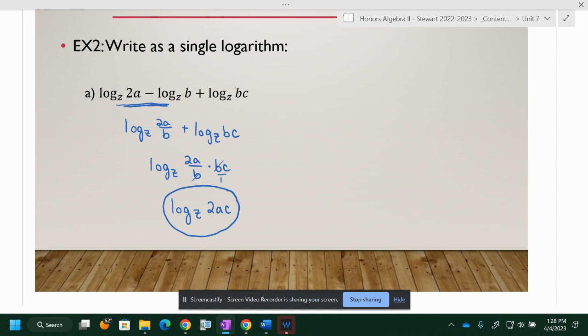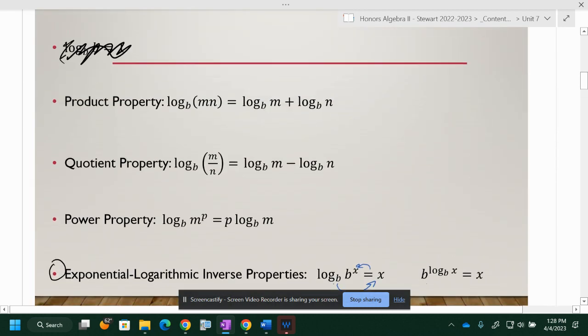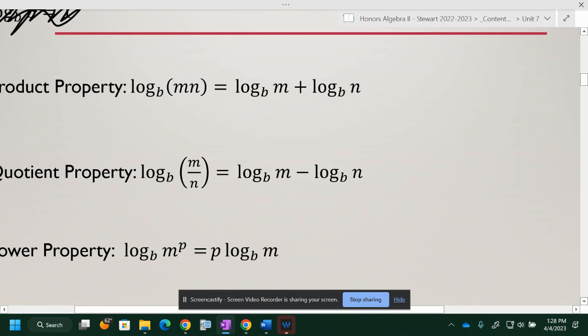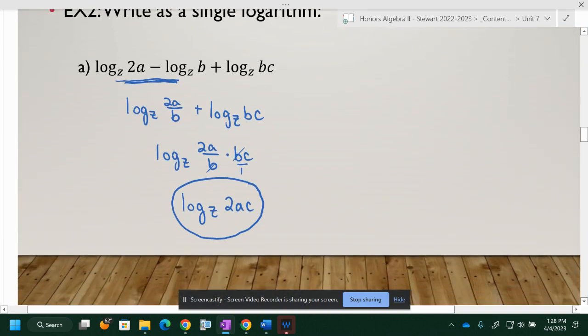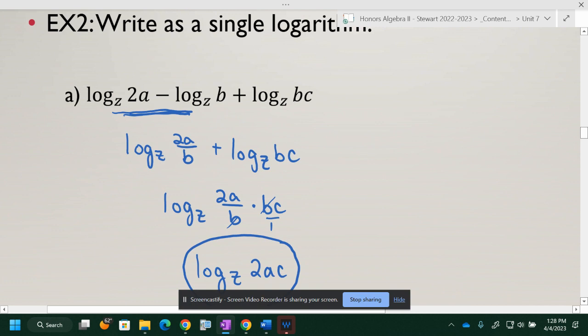Where did I get the log? The properties that we stated at the very beginning, the quotient property, where if we have subtraction, it automatically becomes division, or if we have addition, it automatically becomes multiplication. We use those two properties in here, so this subtraction automatically becomes division, and then the addition part automatically becomes the multiplication. So we can form it into that one logarithm. Good question.